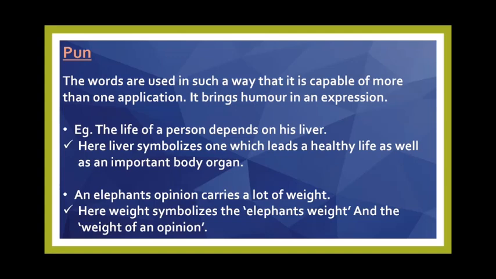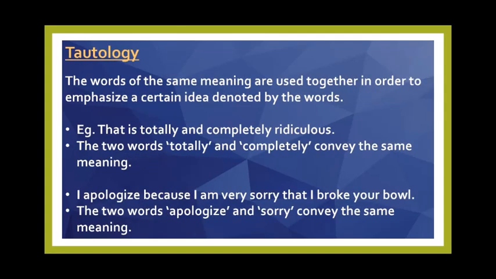Next is tautology. The words of the same meaning are used together in order to emphasize a certain idea denoted by the words. That means similar words or the same meaning is used in the same sentence. Let's see the example. That is totally and completely ridiculous. So in this sentence, there are two words, totally and completely, that convey the same meaning in the same sentence.